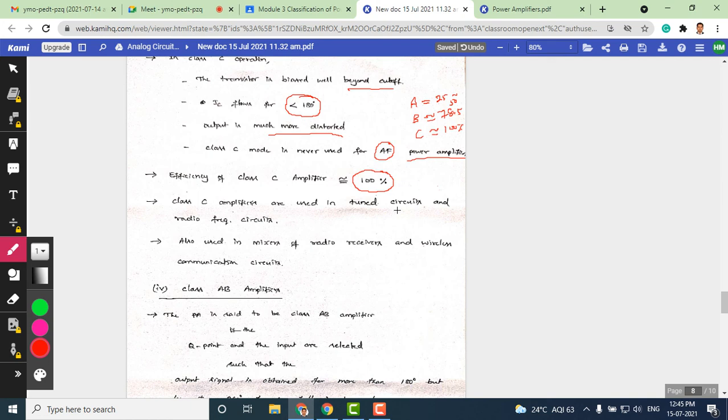Now let us see the applications of class C amplifier. Class C amplifiers are used in tuned circuits, which are nothing but oscillators, and even radio frequency circuits also. Class C amplifiers are also used in mixers of radio receivers. Students, have you come across mixers in radio receivers?